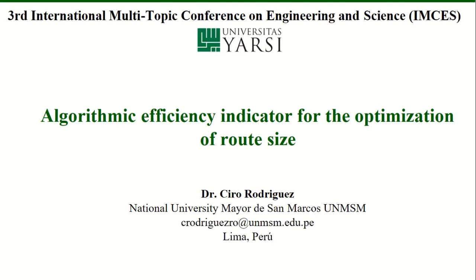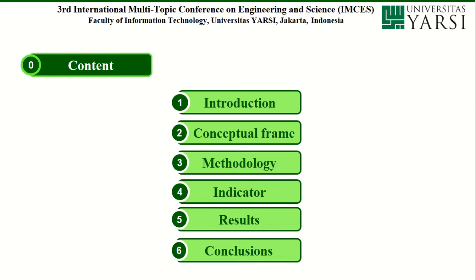In this situation, it is necessary to identify which indicator is most useful for a specific type of problem, and especially in road optimization. So we will introduce the conceptual frame and methodology, we talk about the indicators, we explain the results and make the conclusions.